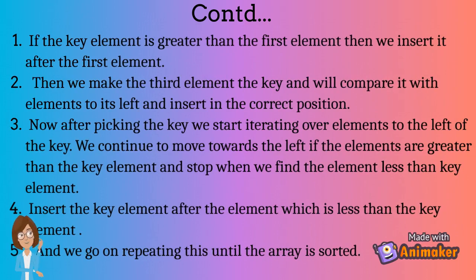Then we make the third element the key, and we compare it with the elements to its left and insert it in the correct position. Now after picking the key, we start iterating over elements to the left of the key. We continue to move towards the left if the elements are greater than the key element and stop when we find an element less than the key element. Insert the key element after the element which is less than the key element, and we go on repeating this until the array is sorted.